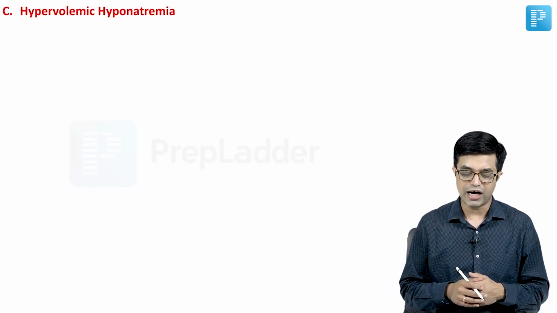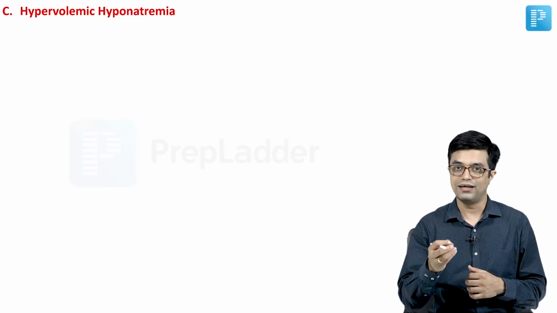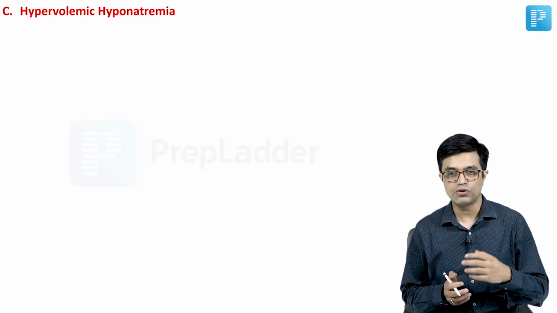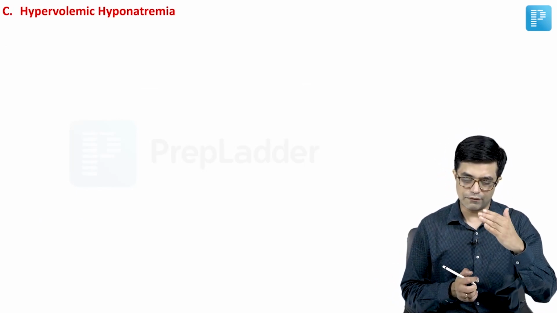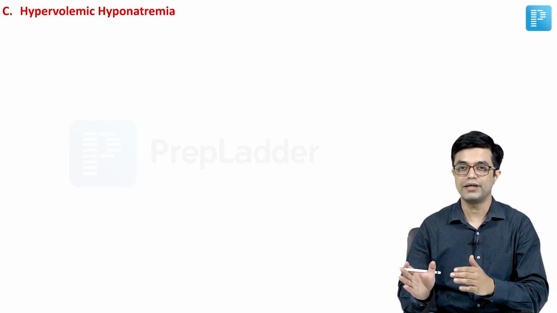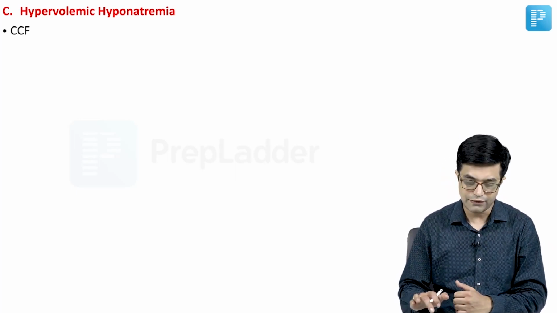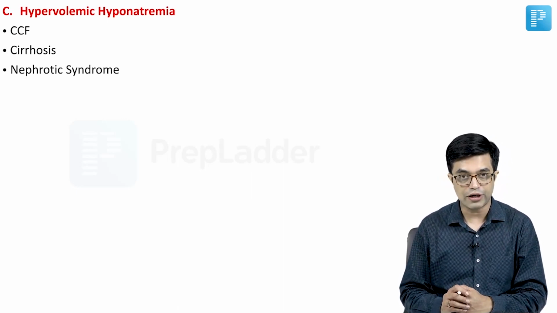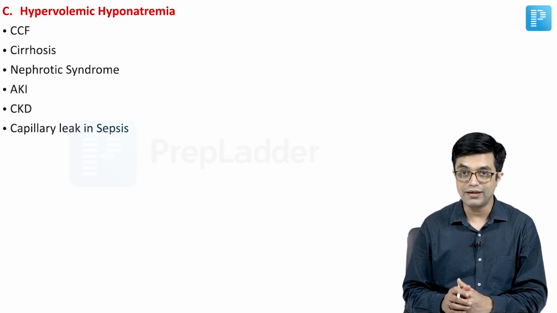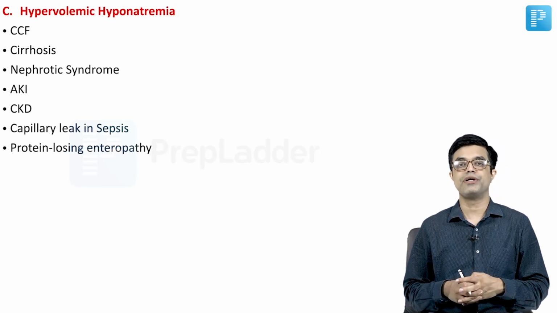Moving further, we have hypervolemic hyponatremia. The circulatory volume is more, but still there is decreased sodium. This will usually happen when there is sodium and water retention, with the water retention being more than sodium. So this will lead to dilution of the sodium content. This is often seen in conditions like congestive cardiac failure. So you will have CCF, cirrhosis, nephrotic syndrome, acute kidney injury, chronic kidney disease, capillary leak and sepsis, and protein losing enteropathy. So these are the causes of hypervolemic hyponatremia.